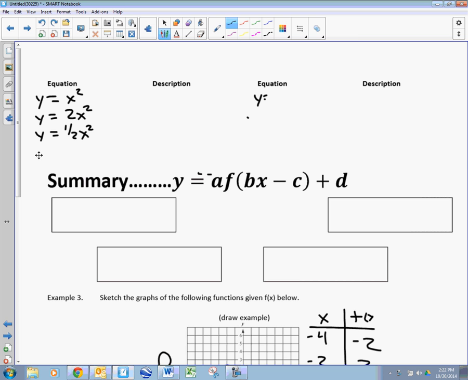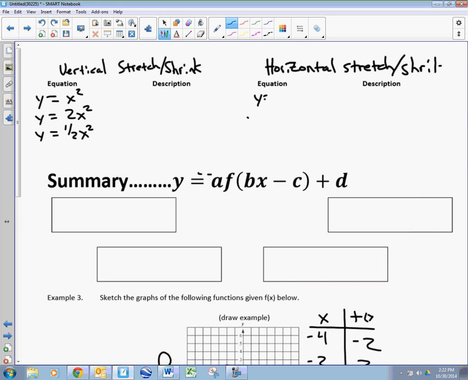We've talked about shifts and we've talked about reflections. We haven't talked about vertical stretch or shrink. And we haven't talked about horizontal stretch or shrink. So we're going to lay that out for you today.